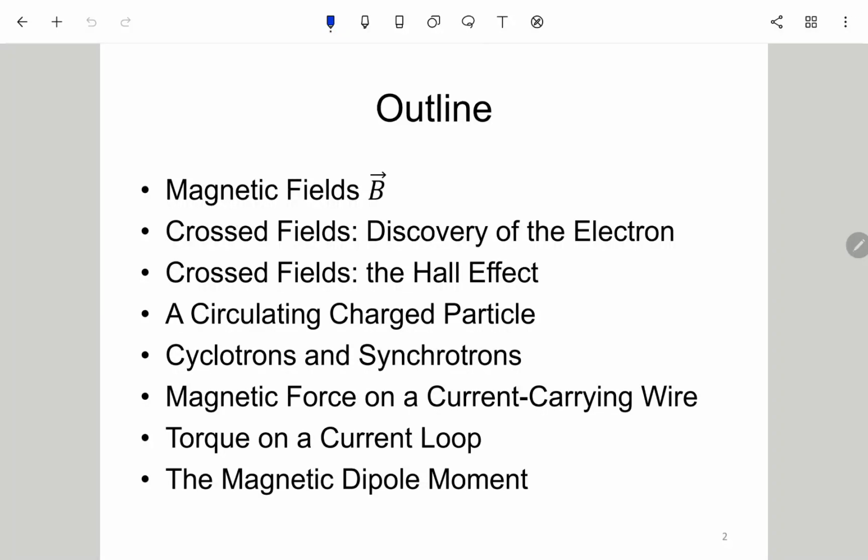So starting from chapter 28, we will start to learn about the B field. Actually, the textbook always calls the B field the magnetic field, but I will say B field. In most other materials it is called the magnetic flux density.